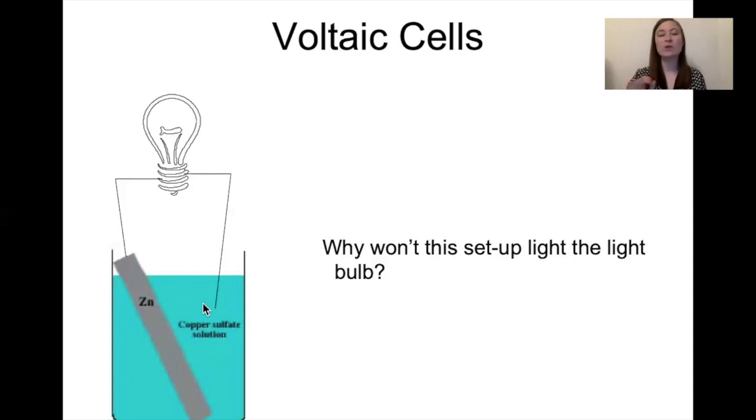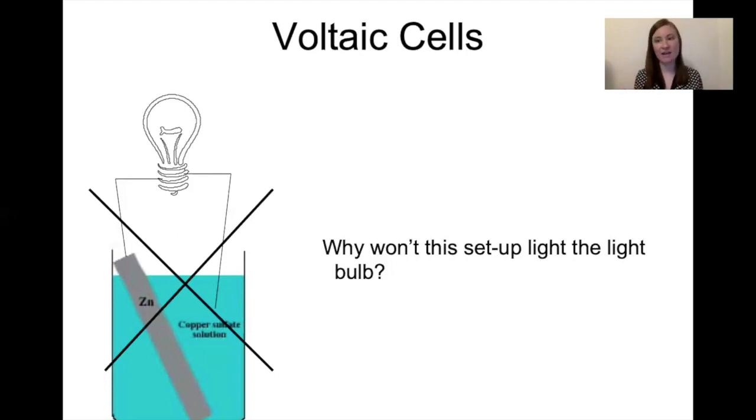And so in order to have a successful voltaic cell, we need to separate the two half reactions so that the only path that the electrons can possibly take is through the light bulb. If we give the electrons an alternative where they can just directly flow from the copper to the zinc, they're going to do that. So let's take a look at an example of that type of setup.